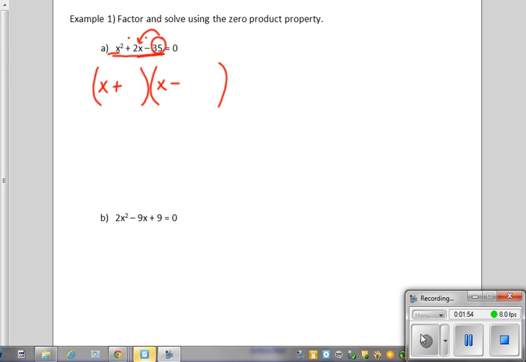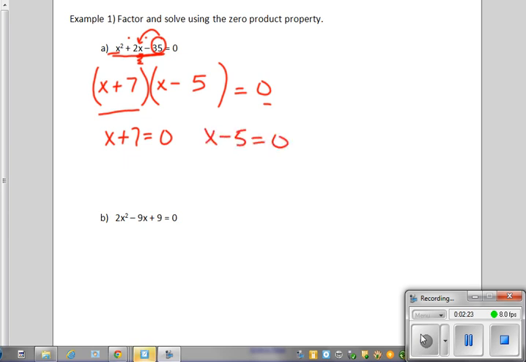Well, we know that's 7 and 5. And then we need to figure out, all right, using 7 and 5, how are we going to get that sum of B? Well, we would have to have a positive 7 and a negative 5. We'd go ahead and set this equal to 0 using the zero product property. And basically what you do is you take each binomial and set it equal to 0. So you'd have x plus 7 equals 0, and you would have x minus 5 equals 0.